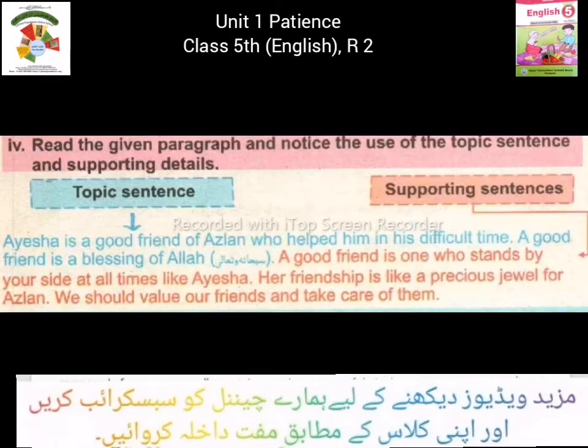The first topic sentence is Aisha is a good friend of Azlan who helped him in his difficult time. A good friend is a blessing of Allah. The other sentences support the topic sentence. A good friend is one who stands by your side at all times like Aisha. Her friendship is like a precious jewel for Azlan. We should value our friends and take care of them.